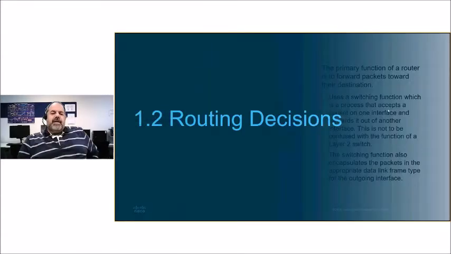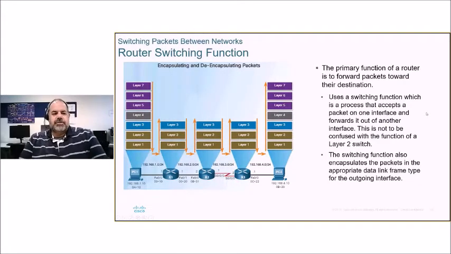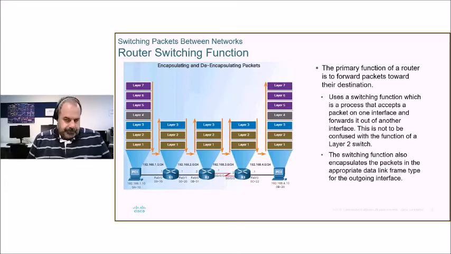Okay, so how does a router make forwarding decisions? Basically the primary function of the router is to forward packets toward their destination. It uses a switching function, which is a process that accepts a packet on one interface and forwards it to another interface, and so that's the decision process. Then of course the switching is actually where it gets the physical moving from port to port. The switching function also encapsulates the packets in the appropriate data link frame type for the outgoing interface.